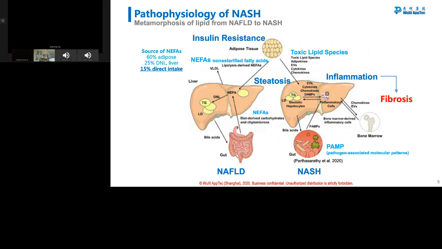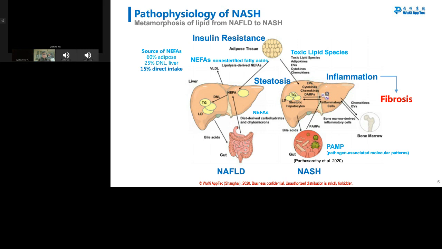So in a most recent review, it's been suggested that the transition from NAFLD to NASH is actually underlined by a metamorphosis, if I may use the word, of lipid, and compounded by pathogen-associated molecular patterns from the GI tract. So if you look at the non-esterified unsaturated fatty acids in the liver, 60% of them actually come from adipose tissues, 25% are from de novo lipogenesis in situ, and only 15% from dietary intake.